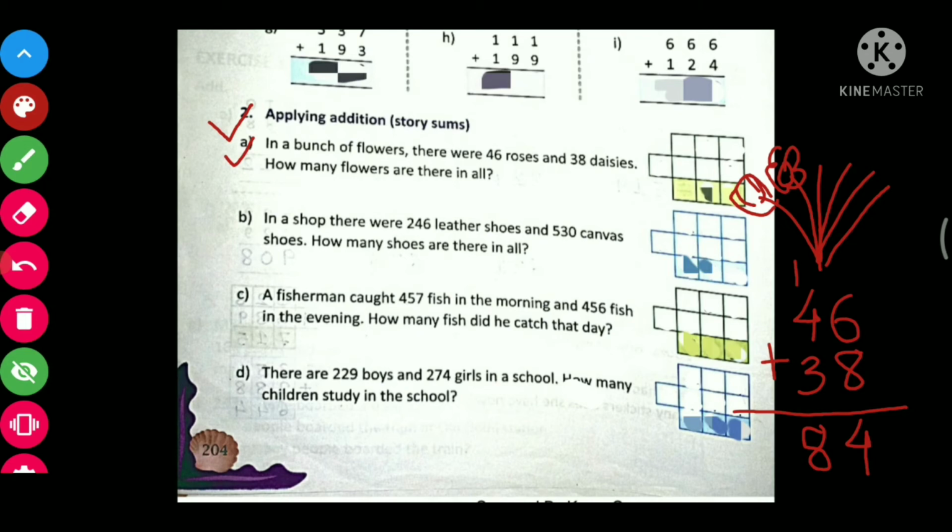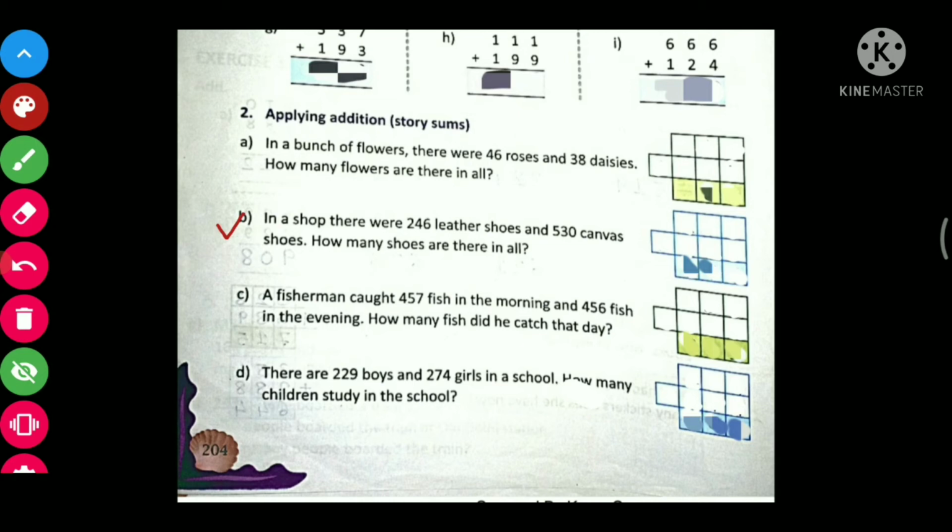Okay, now see the next one, B part. So in a shop there were 246 leather shoes and 530 canvas shoes. How many shoes are there in all? So this much of leather shoes are there and this much of canvas shoes are there. So we have to find out the total number of shoes. Okay, so what we will do, we'll add these two numbers. So 246, we'll add this one with 530.